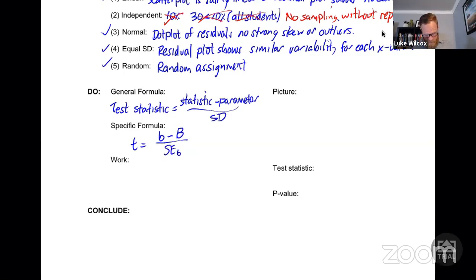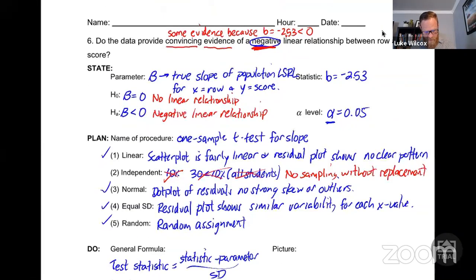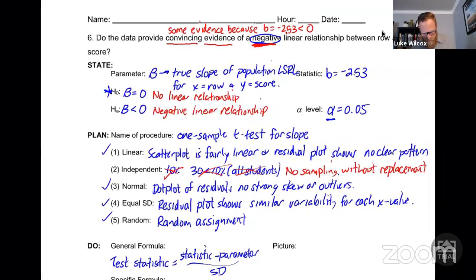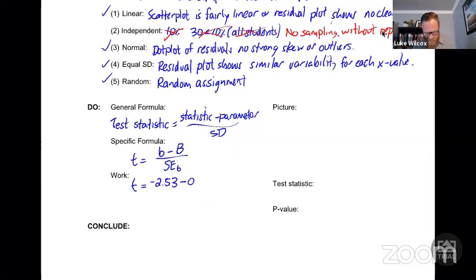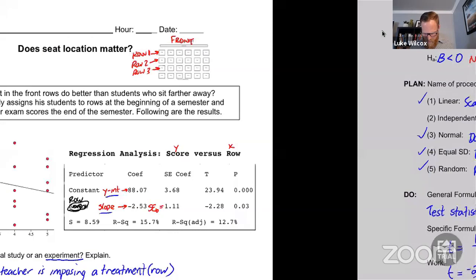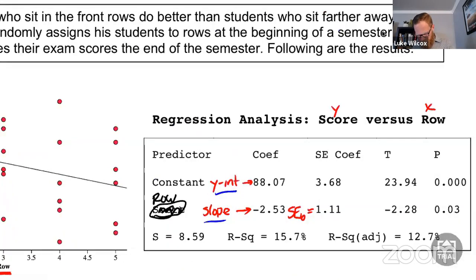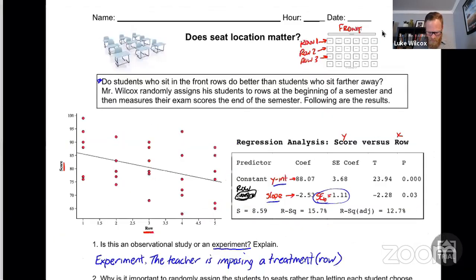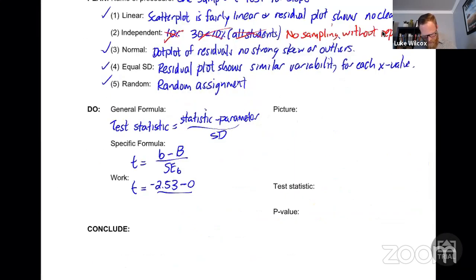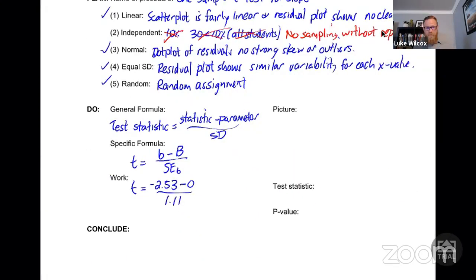And I think we're ready to plug in some numbers. We already know our sample slope, negative 2.53. Now for beta, we're going to assume the null hypothesis is true, and so we're going to plug in 0 for beta. Now the standard error for B, we need that from the previous page. That is right here at 1.11. So that is my standard error of B, 1.11.